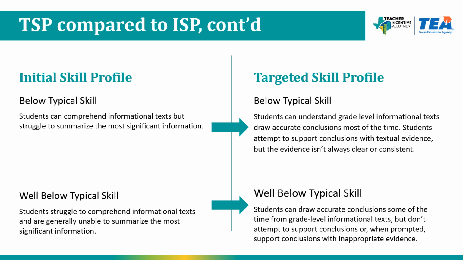For example, at the beginning of the year, a student might be able to analyze grade level text. By the end of the year, they should be able to analyze above grade level text and support their conclusions with evidence. This progression shows significant growth, even if the descriptors still use terms like typical.